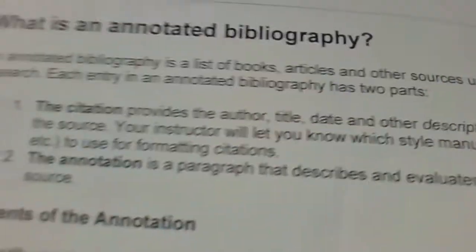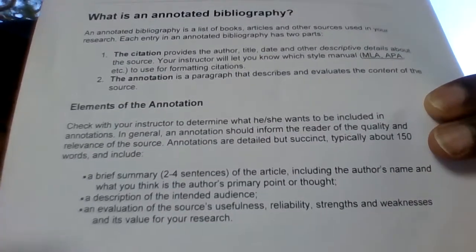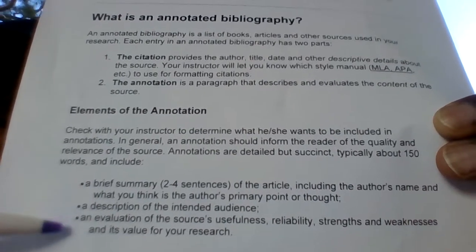Another thing that I like about the first page of this form, at the bottom, is what that paragraph should include. It should include a brief summary of 2 to 4 sentences of the article, including the author's name, point, or thought. These are all in your own words. You can use a direct quote if you'd like, but you are supposed to be drafting this paragraph in your own words.